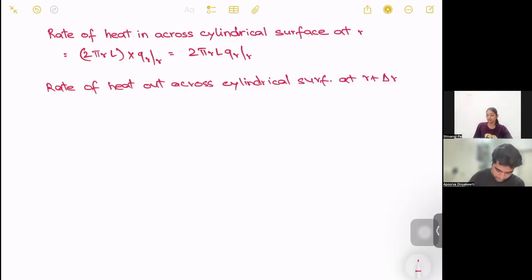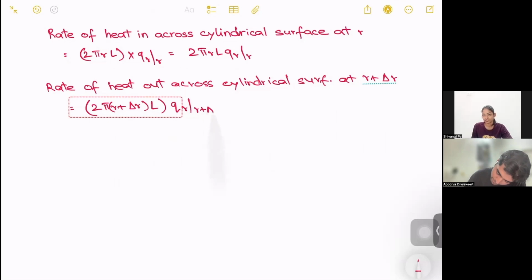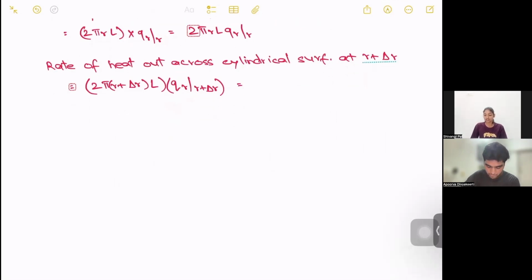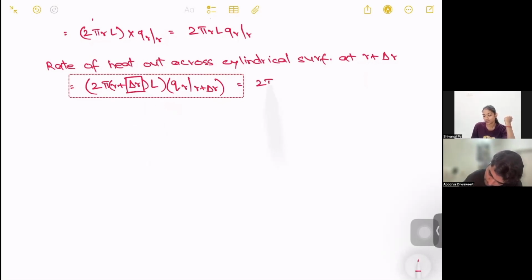It is similar to the above one. Our surface area will be 2 pi multiplied by r plus delta r, so the radius becomes r plus delta r, multiplied by L, into the flux at boundary r plus delta r, that is q_r at r plus delta r. Now we will look at the energy production rate, the rate of thermal energy production. Here we know delta r is almost negligible, so this term will simplify to 2 pi r L q_r at boundary r plus delta r.